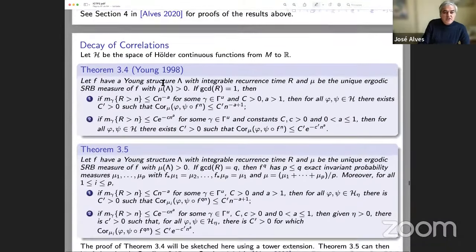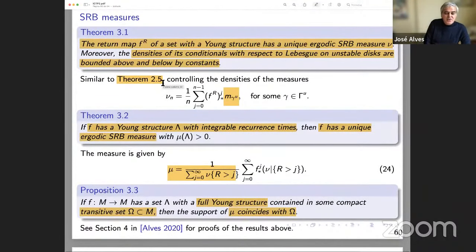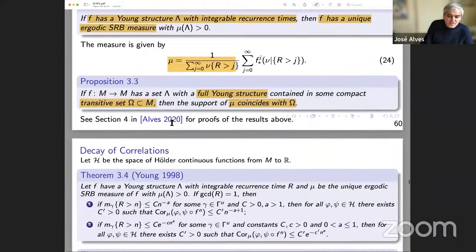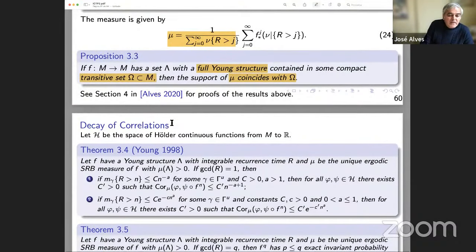Okay, so decay of correlations. So inducing schemes are important to obtain SRB measures. It was in the case of endomorphisms, and now in the case of diffeomorphisms. And merely for obtaining the SRB measures, we don't need the tower construction, which is useful for other purposes. The only important thing is to have this induced map with good properties. So decay of correlations, this is what I would like to tell you today: to give you an idea of the proof of this first theorem here.